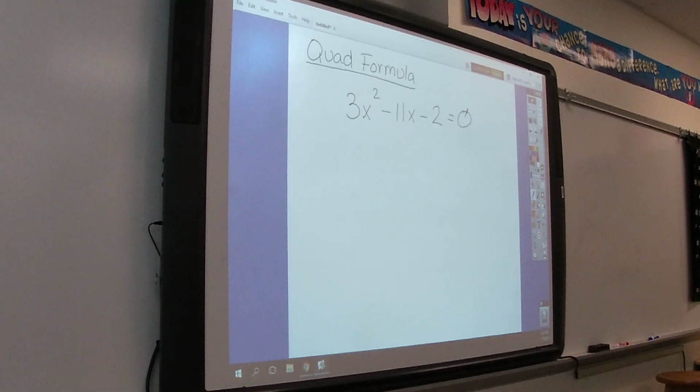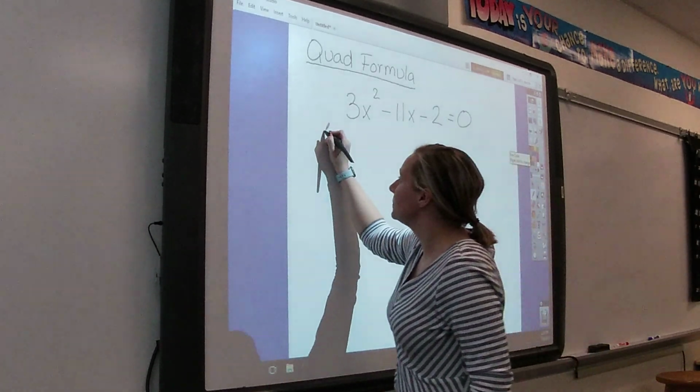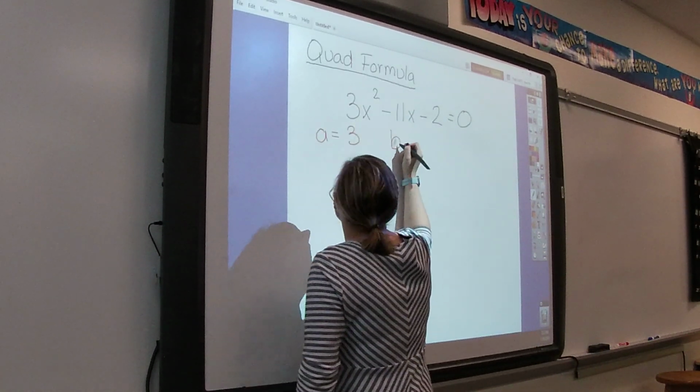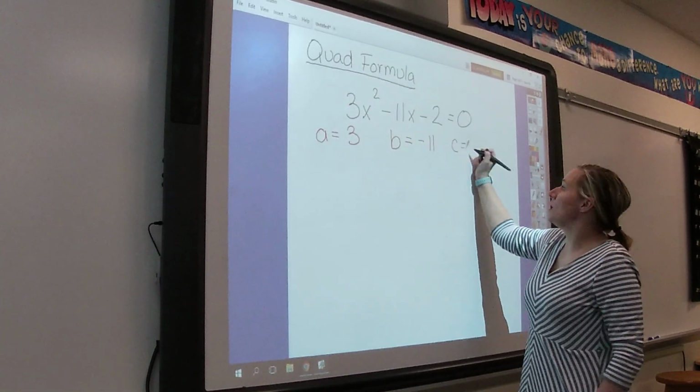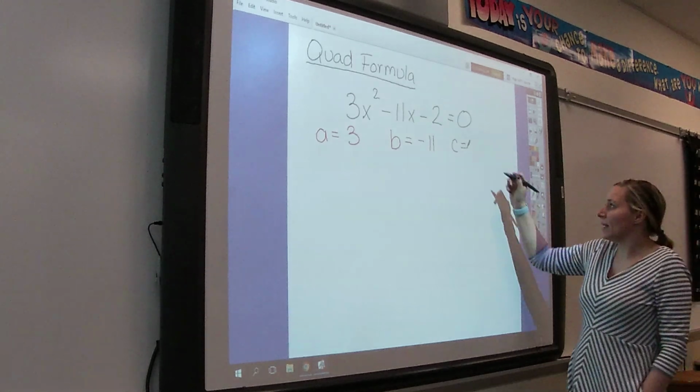Okay, it's in the correct form. It's already set equal to 0. So what does A equal? 3. What does B equal? Negative 11. What does C equal? Negative 2.